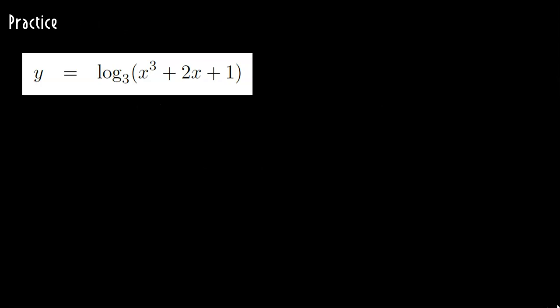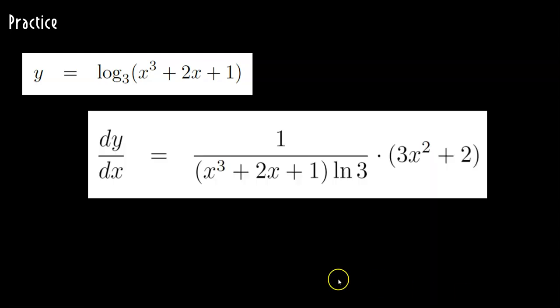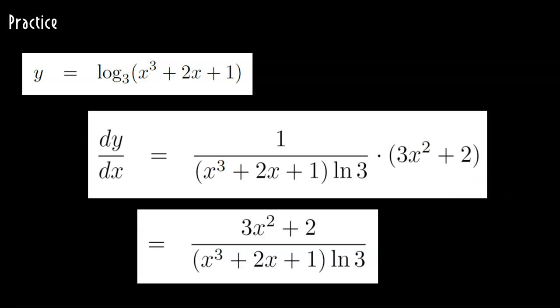So we have y equals log base 3 of x cubed plus 2x plus 1. Taking the derivative of this, we've got log base 3 of stuff. So I'm going to have 1 over stuff times natural log of 3 times the derivative of stuff, which is 3x squared plus 2. Let's just scooch the derivative of the bottom over so it doesn't look so lonely over there. So that's our final answer.